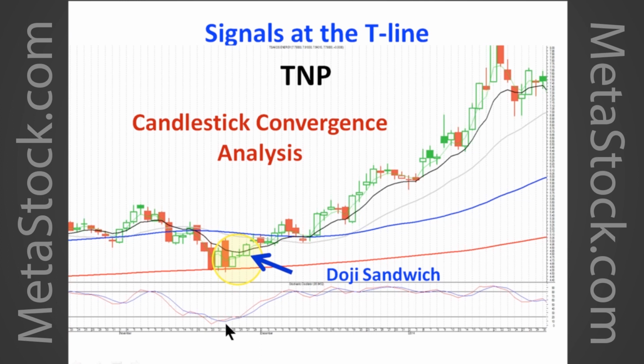So also I use stochastics, and they're very simple. If you see a candlestick buy signal in the oversold condition, and my stochastics are 12, 3, 3, the probabilities are high that you're in a reversal. The T line is the 8 exponential moving average.